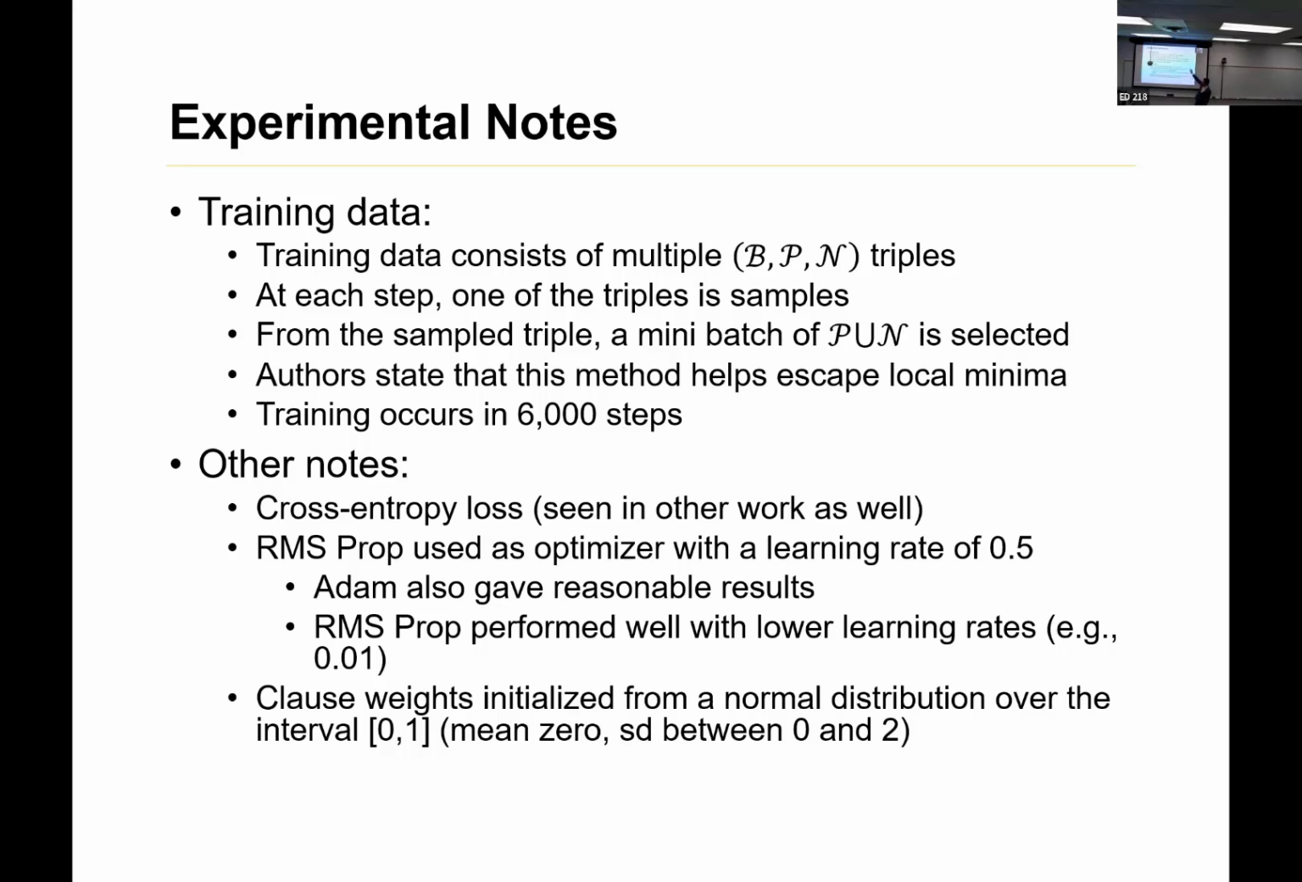They used RMSProp with a learning rate of 0.5. They said Adam was good. They said it wasn't too sensitive to the learning rate, which actually I think is kind of good news. And then clause weights were initialized from a normal distribution over the 0, 1 range. So these all seem pretty reasonable. I thought the training setup was kind of interesting.